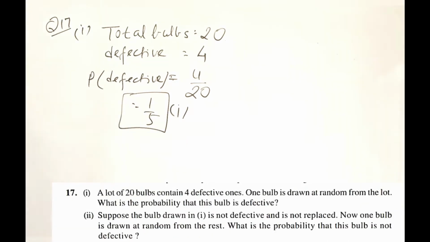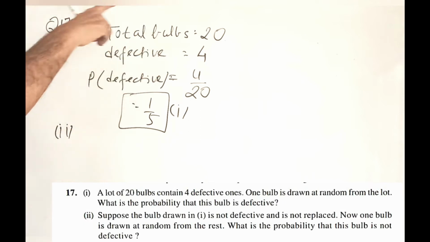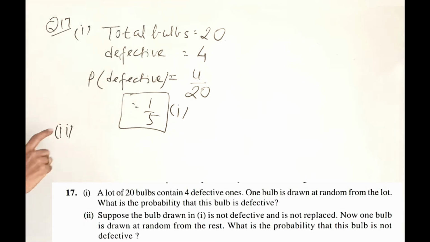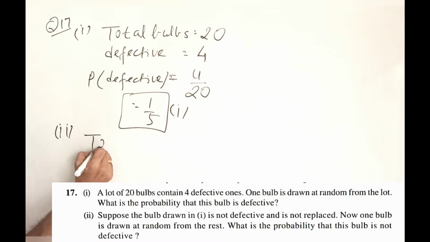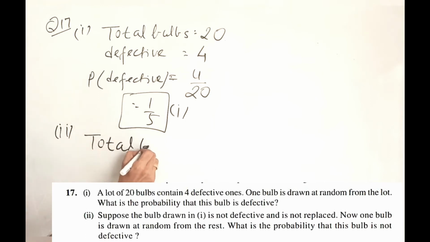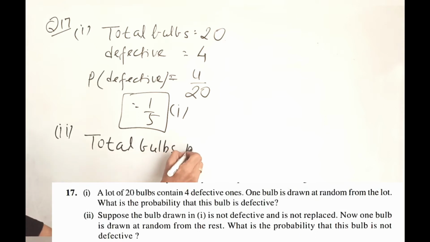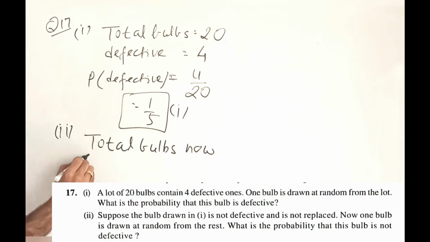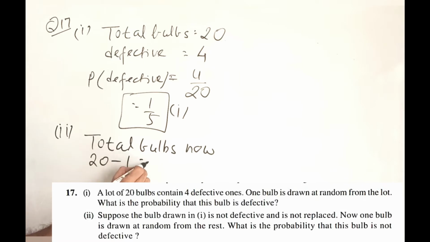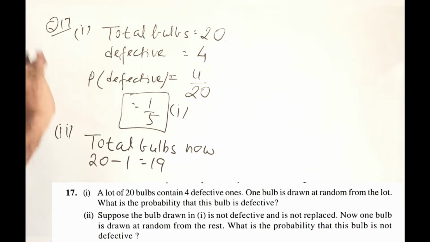Okay students. Now pay attention to the second part. The second part is very important, the logical part of this question. It is given that suppose the bulb drawn in the first part is not defective. Not defective means one bulb we have already taken out. So first of all, let me write the total bulbs now. How many bulbs are now total? 20 minus 1, because we already took out one bulb in the first part.